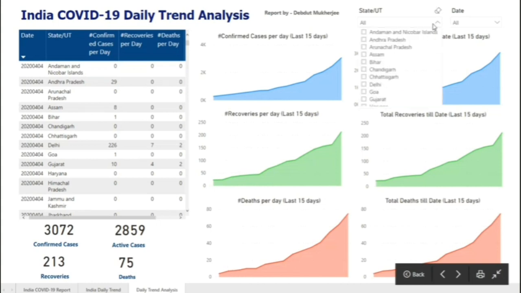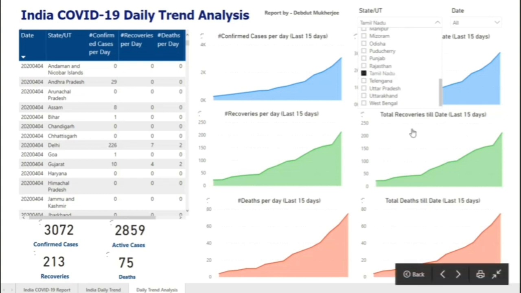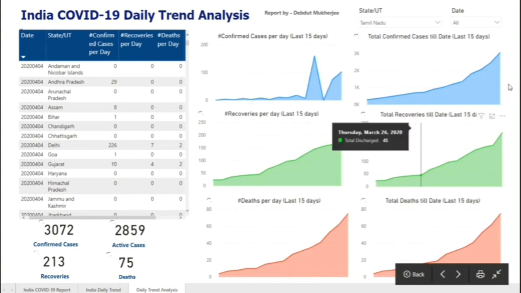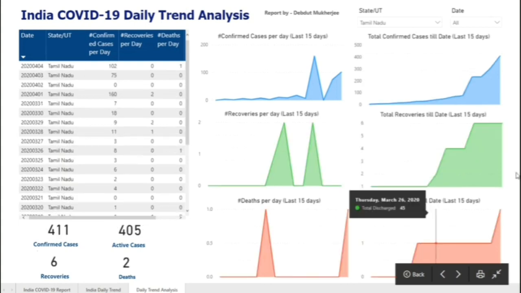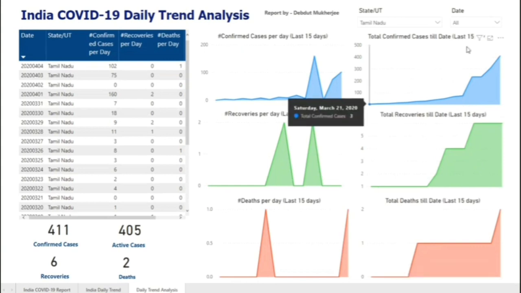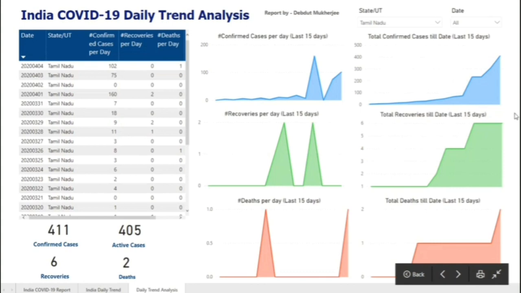One by one, I'll start off with Tamil Nadu. This is the Tamil Nadu trend. Let's see. If we analyze this, we see something important. Cases in Tamil Nadu at the moment are 411, and this is over the last 15 days, from 21st March, now almost the 4th.